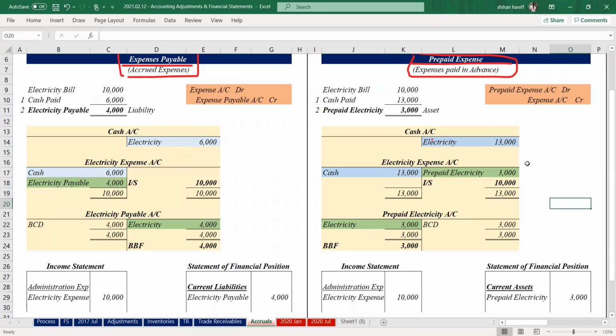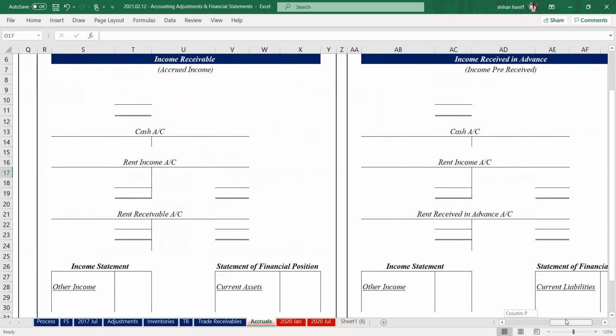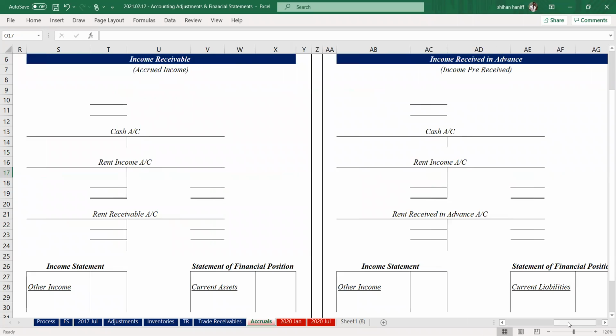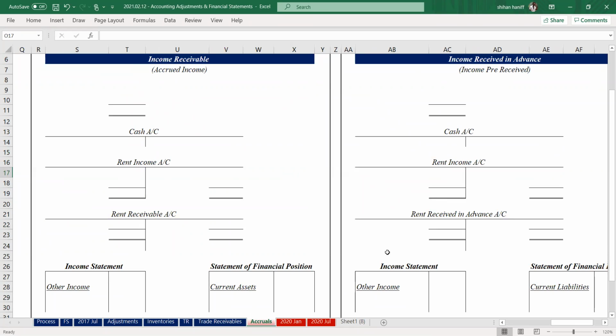Okay. Right. Now we move to the next part, income. Income receivable is called accrued income. Income received in advance is called income pre-received. So first, let's start with income receivable. And so we'll take an example.